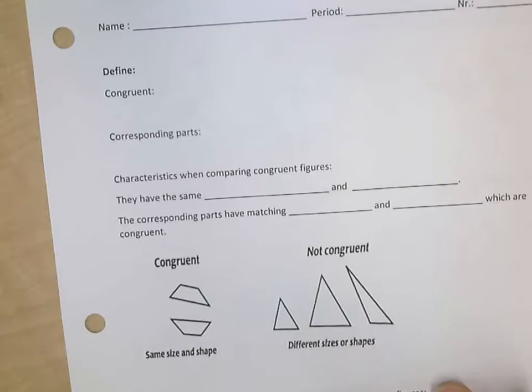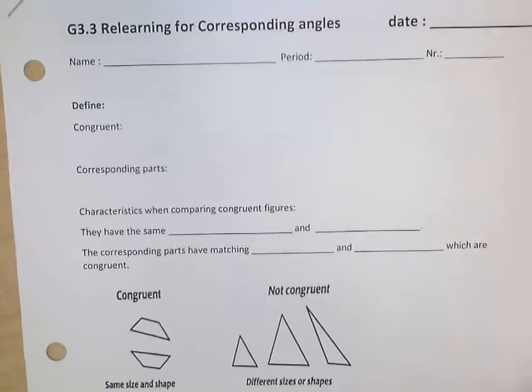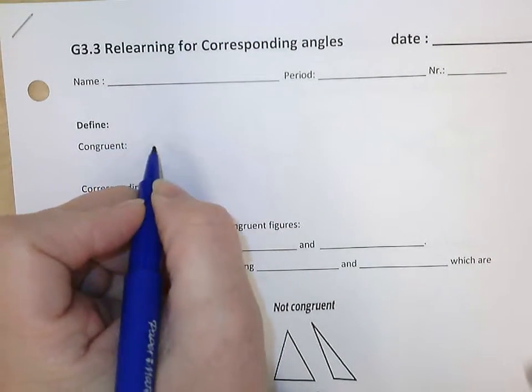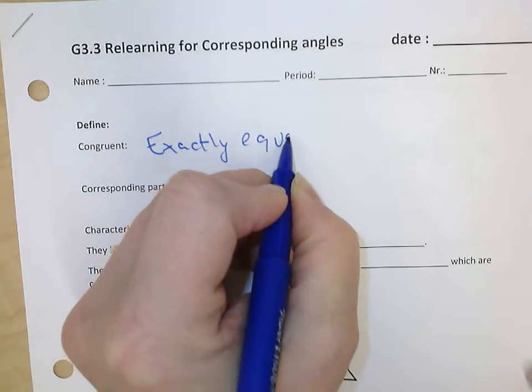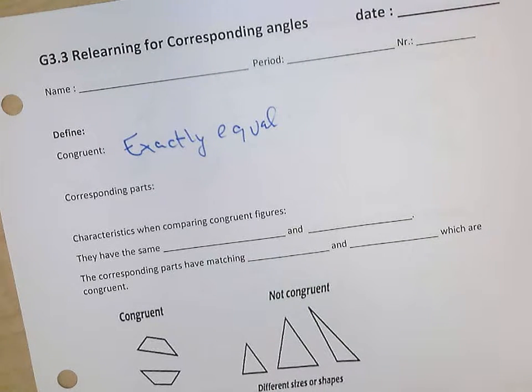All right, so for this standard, we talk a lot about congruency and putting things together. So for congruent, we need to make sure we know exactly what that means. It means exactly equal. That's what we're talking about, equal in every way, shape, or form. So when we talk about angles, the degrees are equal. When we talk about lengths, the lengths are equal.